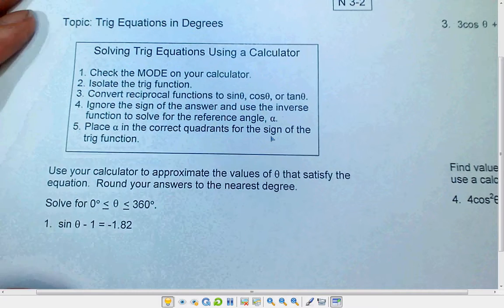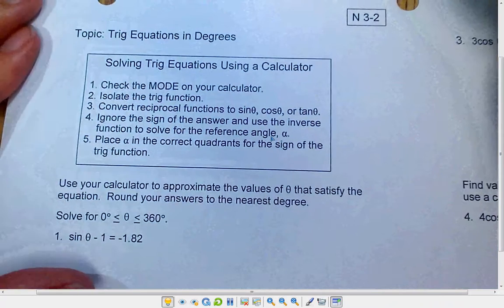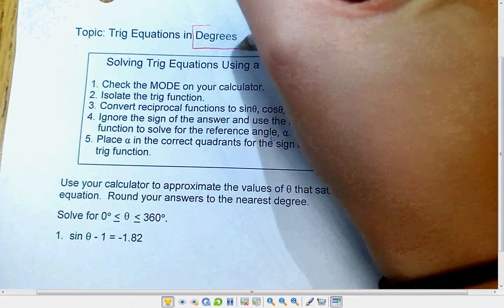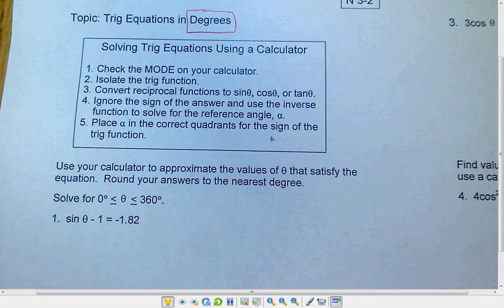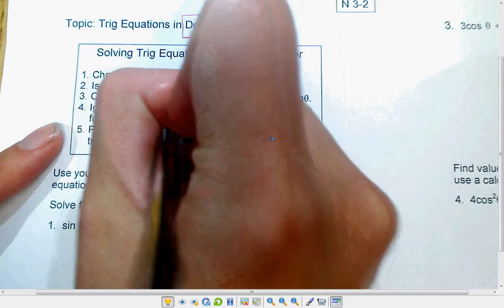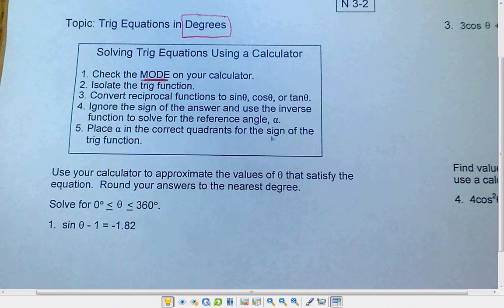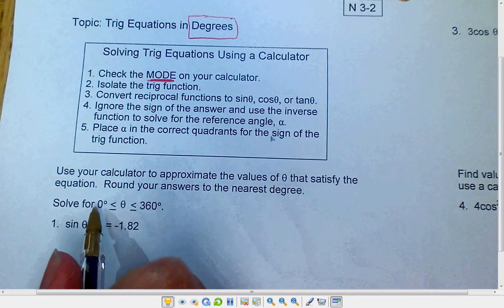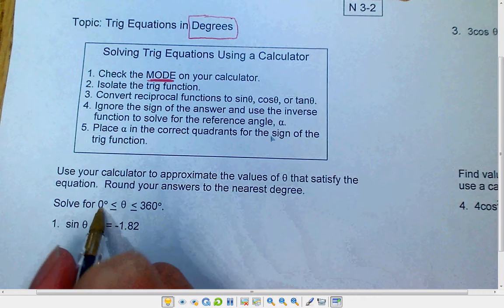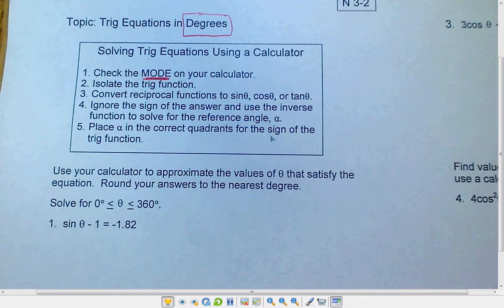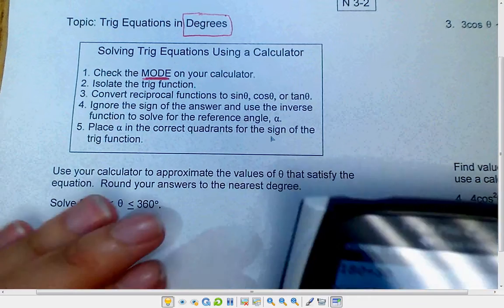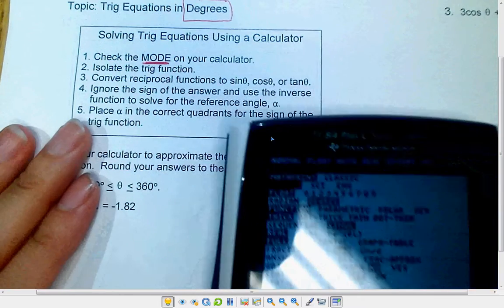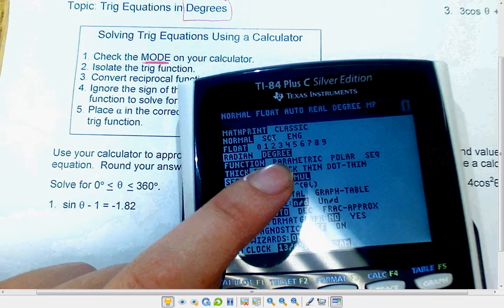Today we are solving trig equations using a calculator. Today we're only going to be looking at angles in degrees, and our next lesson is going to be on radians. So using our calculator, the first thing we need to make sure we're doing is checking the mode on our calculator. For these problems, because we're going to be solving for degrees, which you can tell by seeing this is between 0 degrees and 360 degrees, we're going to make sure that we are in degree mode. So go to your mode, make sure you are in degrees.